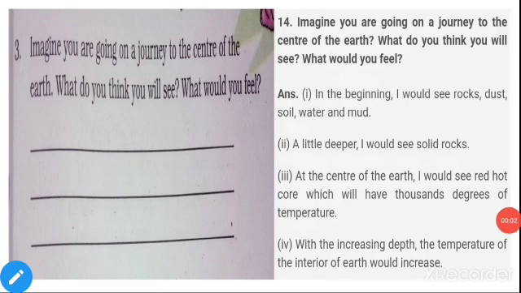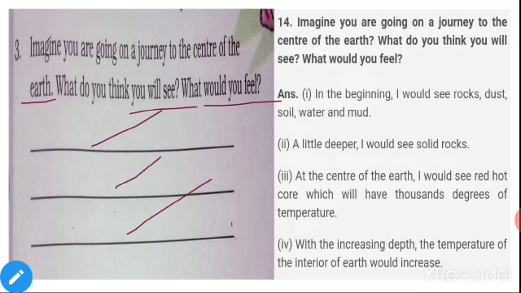Next, imagine you are going on a journey to the center of the earth. What do you think you will see? What would you feel? Dear children, you want to write your own answers here, but I have given sample answers. Okay, write neatly.